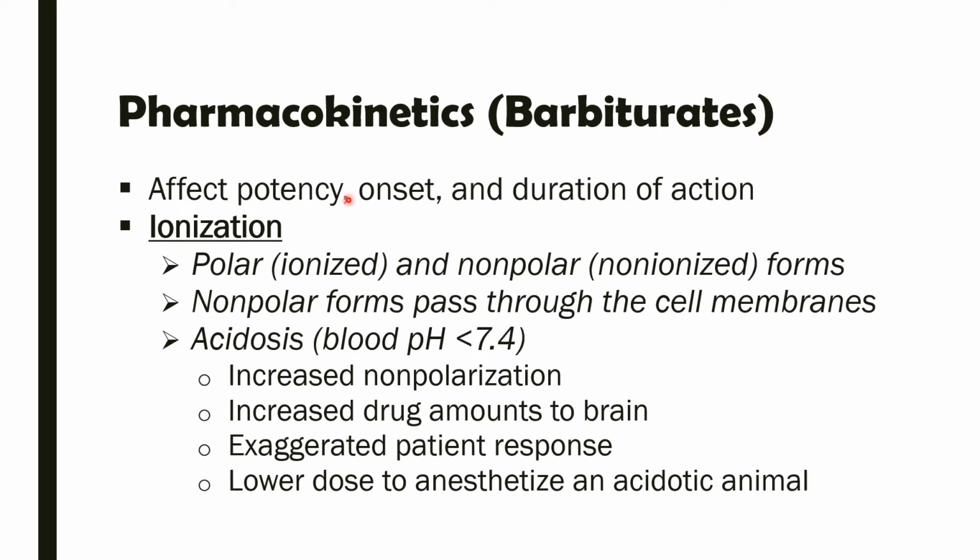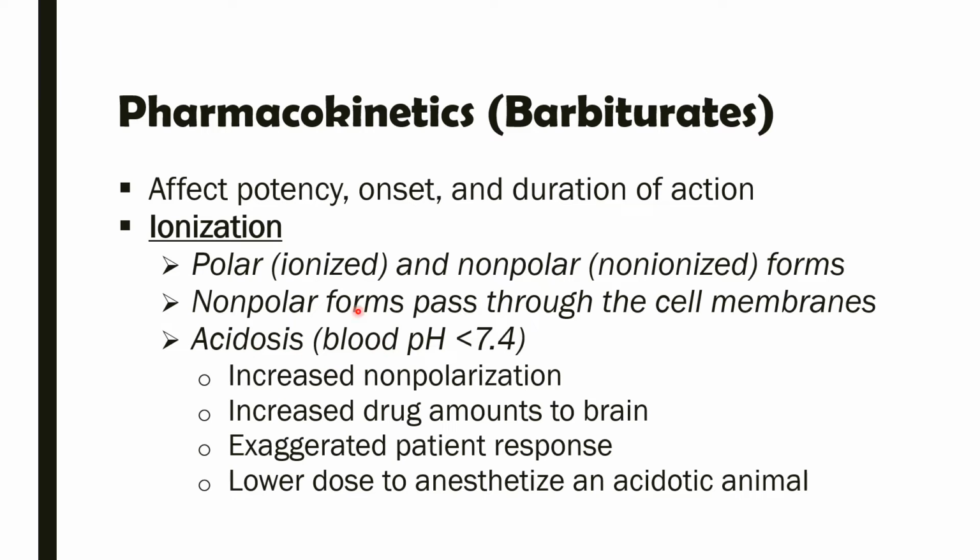The pharmacokinetics of the barbiturates will affect their potency, onset, and duration of action. One of the important factors that will influence the PK of the barbiturates is, of course, ionization. Under this, we have the polar or ionized and the nonpolar forms of the drug. The nonpolar forms of the drug can readily pass through the cell membrane. One of the factors that will influence the nonpolar forms of the barbiturates is acidosis.